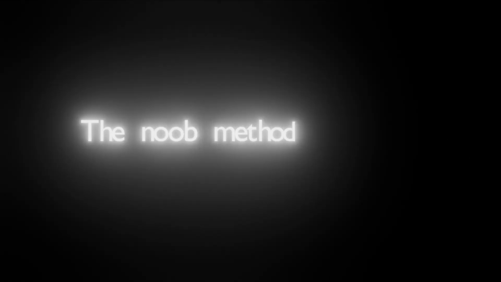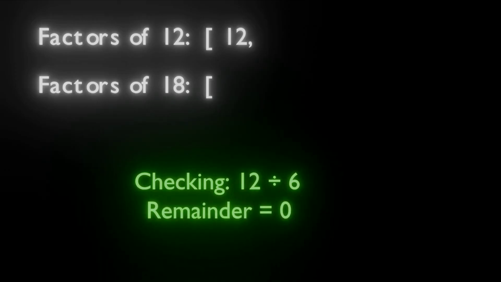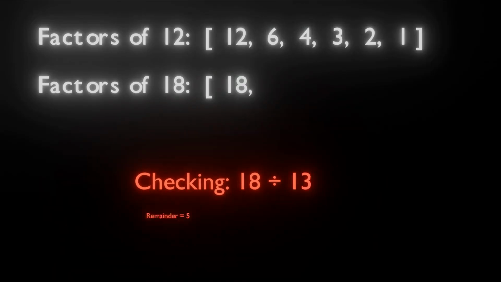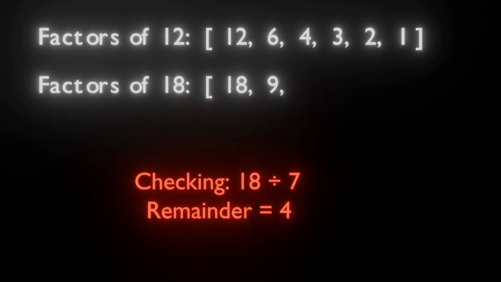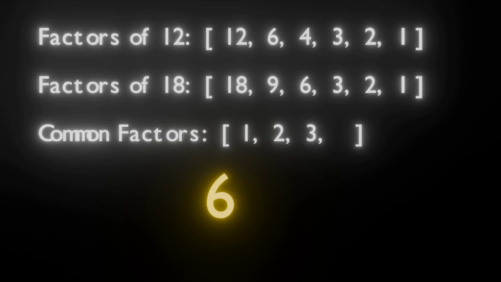The noob method is brute force. We find all factors of m, find all factors of n, compare the lists, and pick the biggest match. If m and n are a billion, your code steps through a billion numbers. It's slow, exponential, and painful.